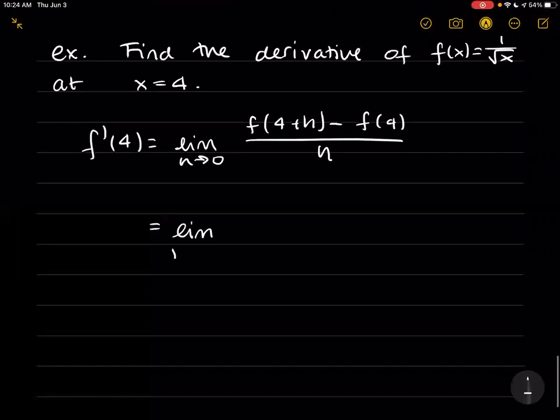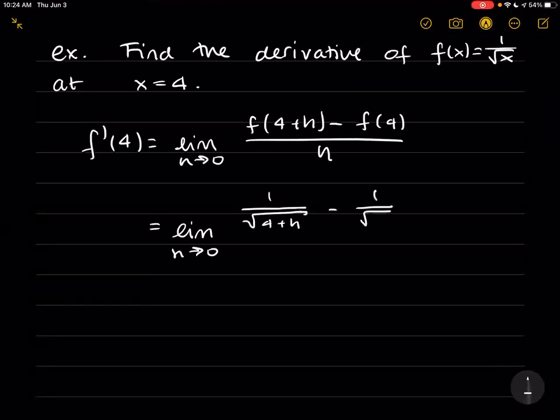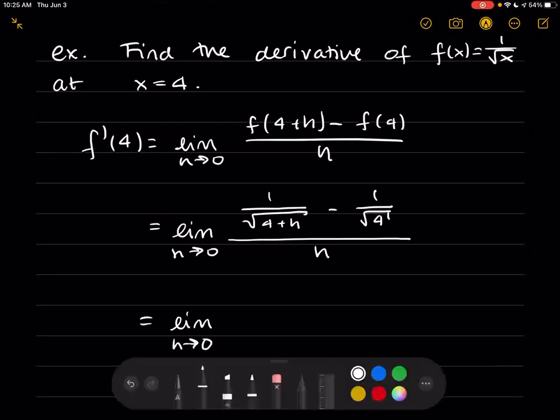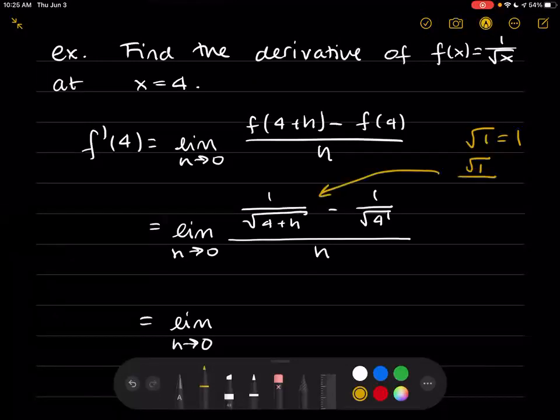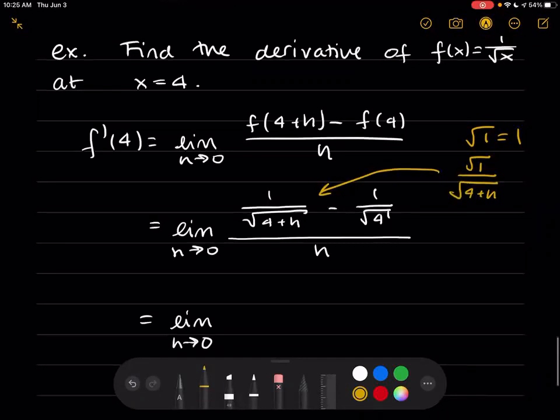Okay, so now we're going to plug those in. So we get the limit as h goes to 0. So this is going to be 1 over the square root of 4 plus h minus 1 over the square root of 4 over h. Now I'm going to do something that might seem a little strange in this next line. I'm going to go ahead and remember that the square root of 1 is just equal to 1, right? So secretly here, we have the square root of 1 over square root of 4 plus h, right? Because square root of 1 is equal to 1. And so we can pull out the square root as 1 over 4 plus h.